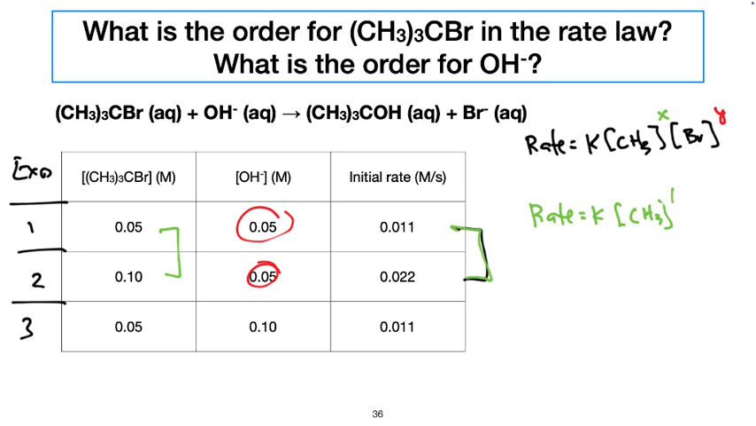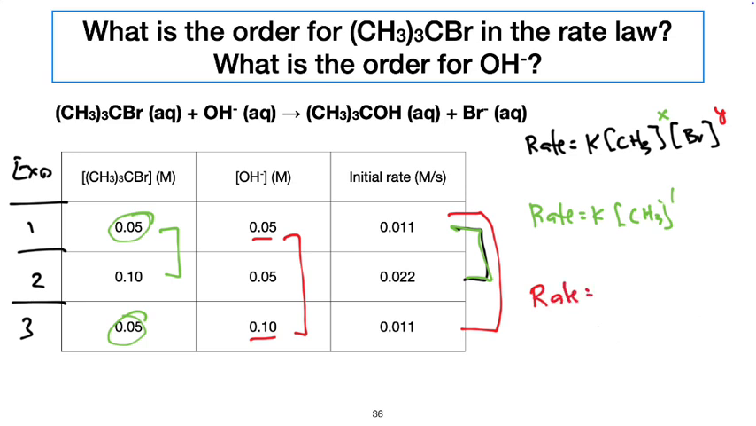What did we do to figure out the order with respect to the hydroxide? We compared experiments 1 and 3. Why do we compare experiments 1 and 3? When we look at experiments 1 and 3, the hydroxide concentration changes, but the CH3 does not, which means my rate is now solely dependent on the concentration of my hydroxide. So I don't have to worry about the CH3 anymore, so I have a modified rate law.